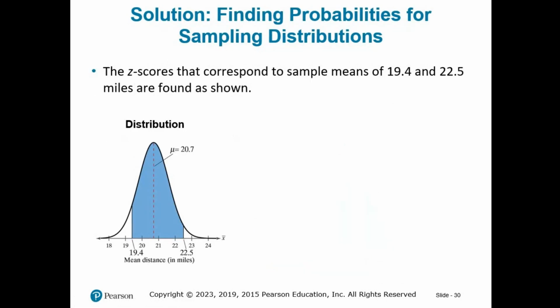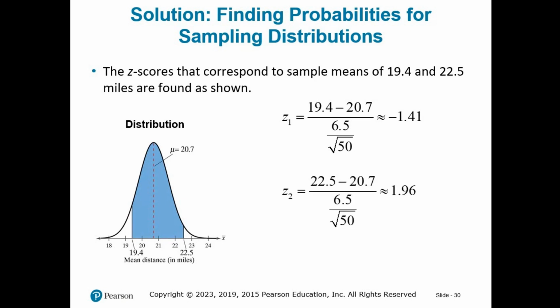Z-scores correspond to the sample means of 19.4 and 22.5. We know that our mean is 20.7 and our standard deviation is the ratio of 6.5 divided by the square root of 50. We find that the first one has a z-score of about negative 1.41 and the second has a z-score of about 1.96. So what do we do with this information? Well, we want to find the probability that someone would drive a distance within this interval between these 2 points on the graph. We've done this in the past by using different formulas with z-scores. This time, we're wanting to find the area between two z-scores.